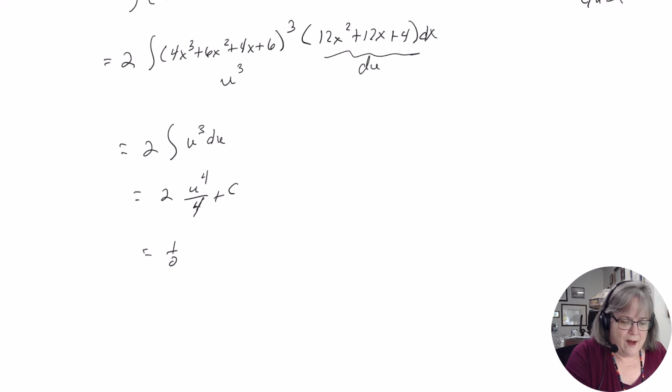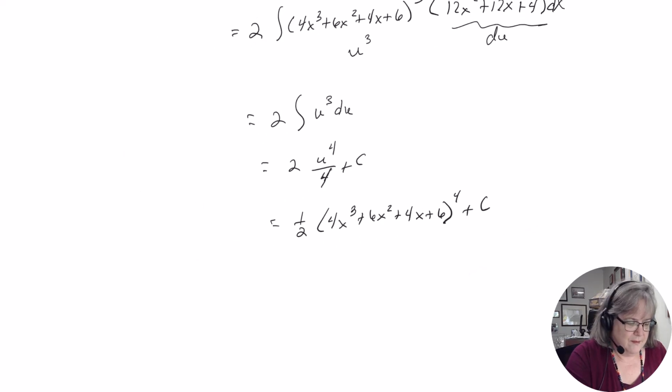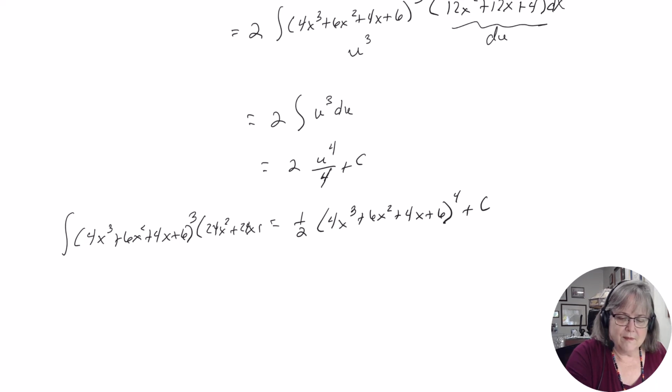So this is 1/2 u, which is 4x cubed plus 6x squared plus 4x plus 6 to the 4th plus c. Barely made that fit.